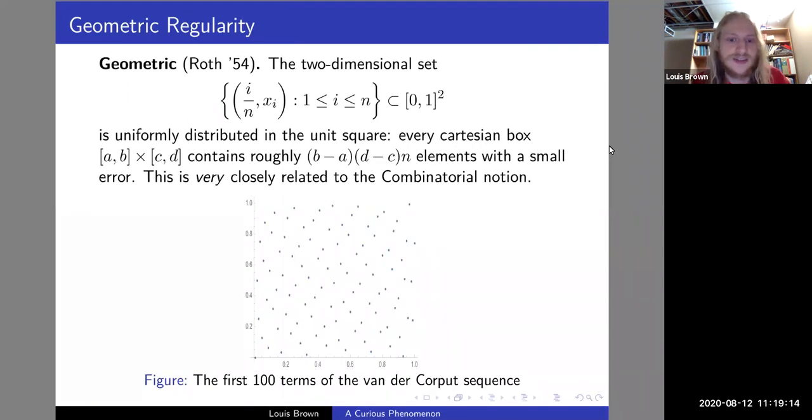So here's a picture of the first 100 terms of the van der Corput sequence mapped onto the unit square like this. And we see that they're very, very uniformly distributed. They're very nicely spread out over the square. There are no big regions that are missing points.